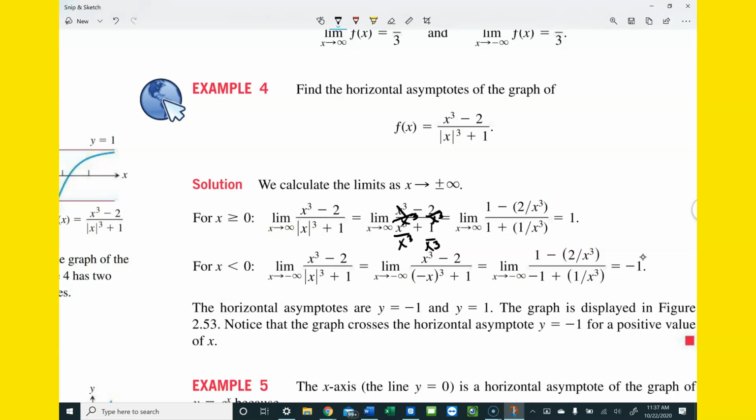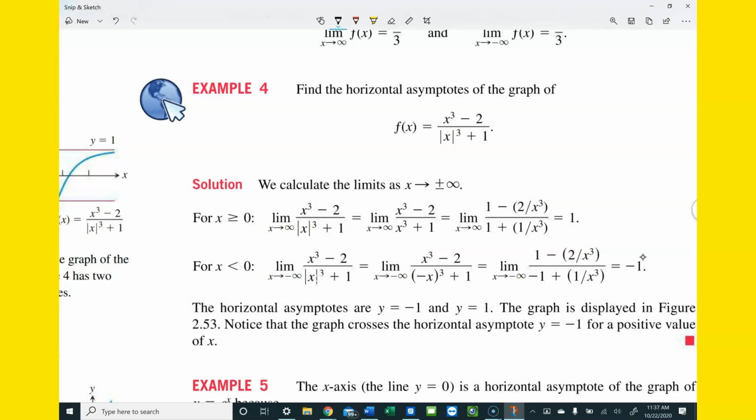Okay, what do we end up with? That cancels, you're left with 1, 2 over x cubed. That cancels, you're left with 1, and 1 over x cubed. So that's going to go to 0, that's going to go to 0. So you're just going to get 1/1, which is 1, like we expected. But because of that absolute value, let's see what happens when it's negative infinity.